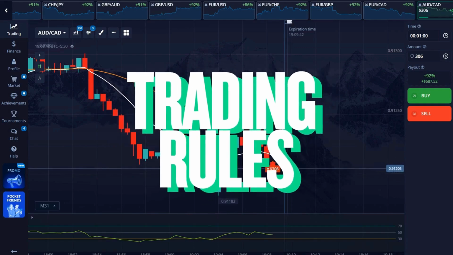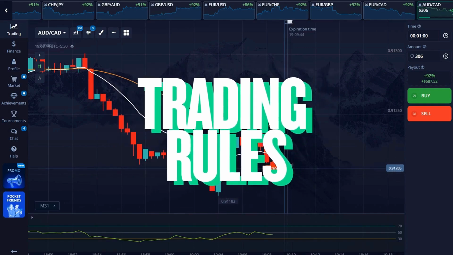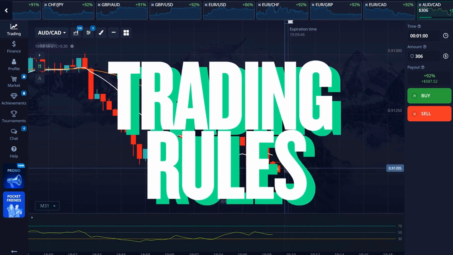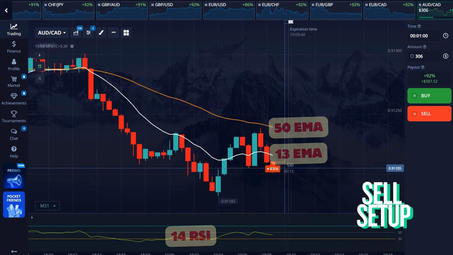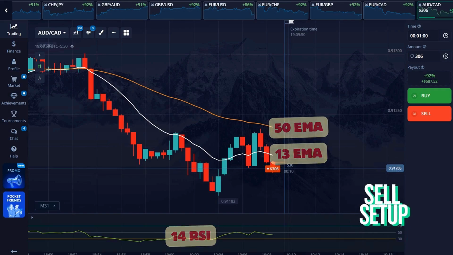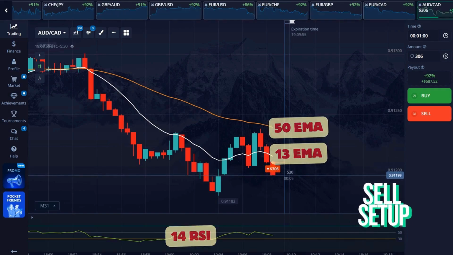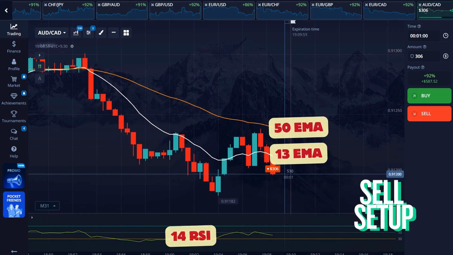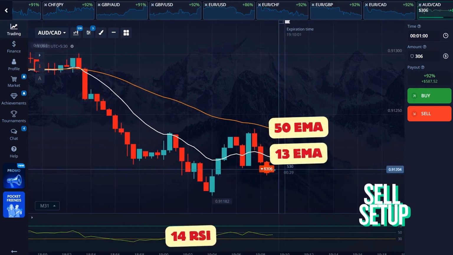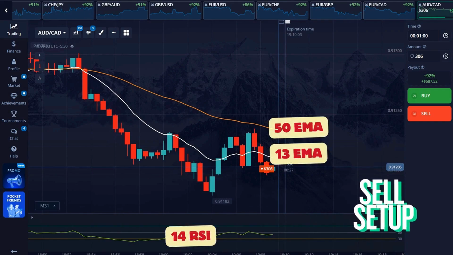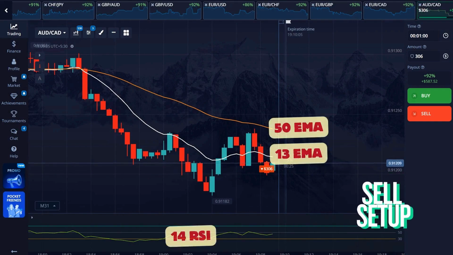All right, traders, let's now break down the exact trading rules for the dynamic support EMA plus RSI zone strategy. Sell setup: the 13-period Exponential Moving Average, EMA, must be below the 50-period EMA. This shows that the market is in a clear downtrend. Wait for the price to pull back and touch or slightly move above the 13-period EMA, but make sure it still remains below the 50-period EMA.